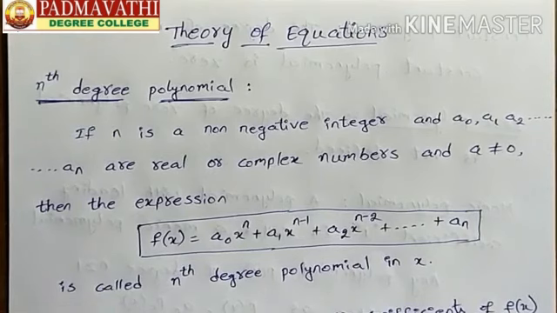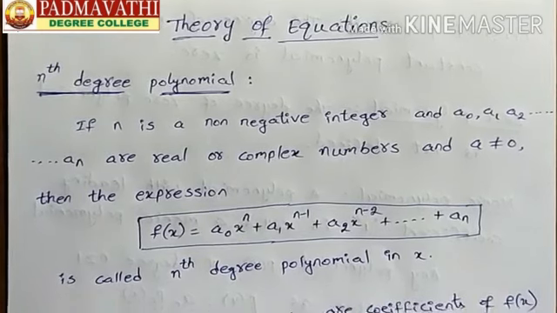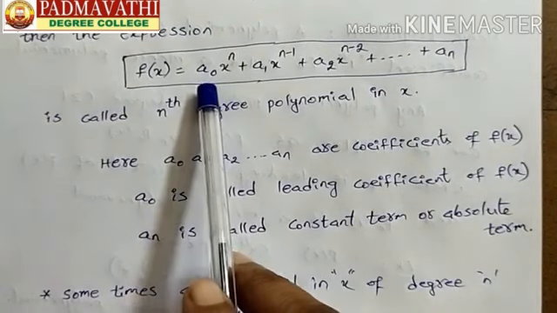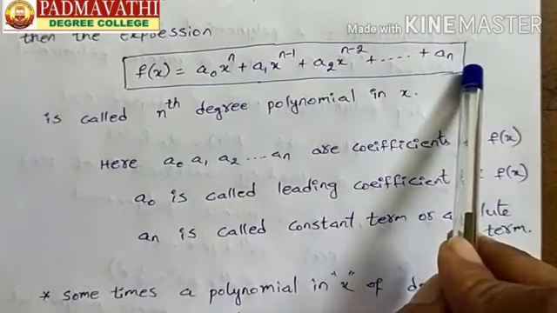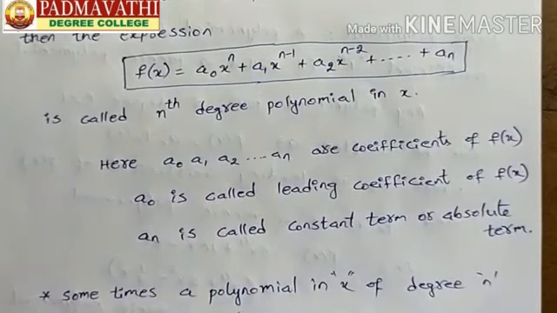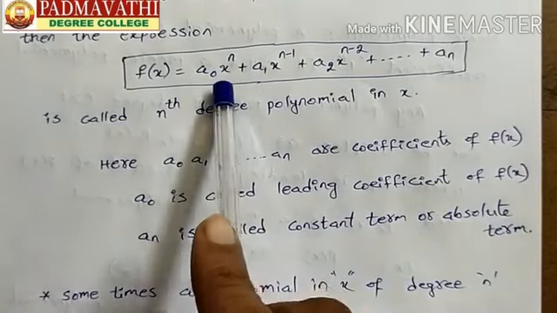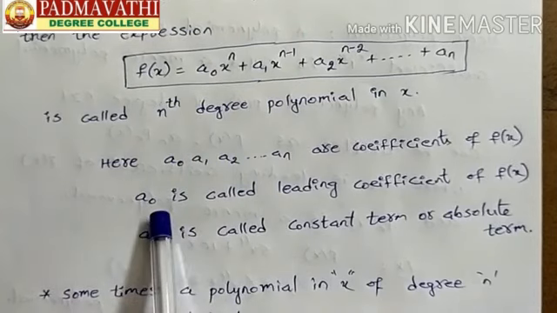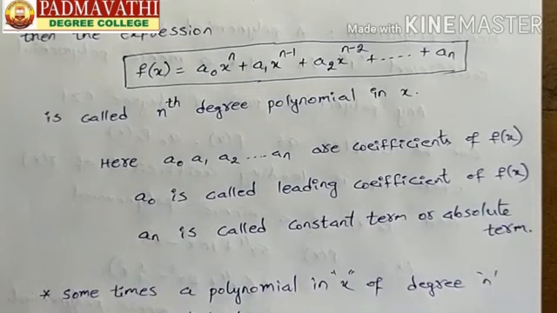Now in this polynomial, a0, a1, a2 and so on up to an are the coefficients of f of x. Coefficients means numerical coefficients. These are all coefficients of f of x. And a0 is called the leading coefficient of f of x. Leading means nothing but highest power. The term having the highest power, its coefficient is the leading coefficient. That's why we call a0 the leading coefficient of f of x.